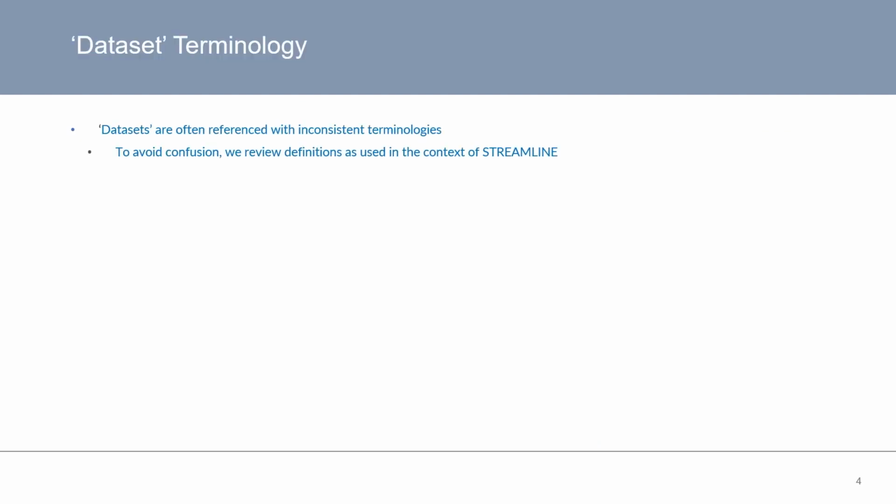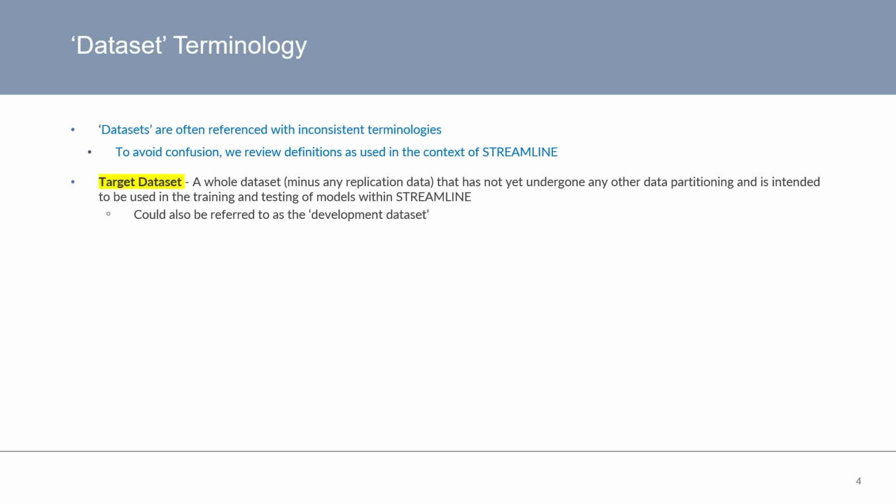Before going into more detail, let's talk a little bit further about some dataset terminology. This is useful because datasets are often referenced with inconsistent language. So to avoid potential confusion, we're going to review definitions of different datasets as used in the context of STREAMLINE. First, we have a target dataset. This is a whole dataset minus any replication data that has not undergone any other data partitioning and is intended to be used in the training and testing evaluation of models within STREAMLINE. We might also refer to target datasets as development datasets.